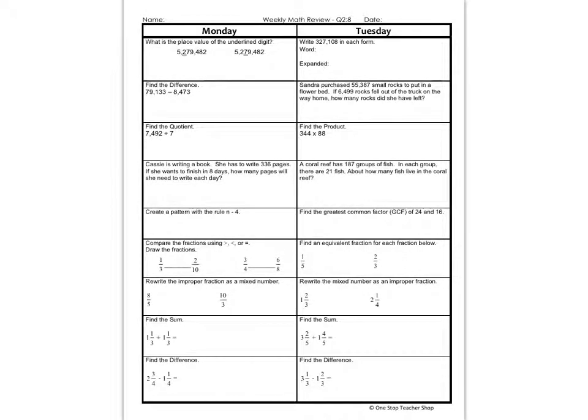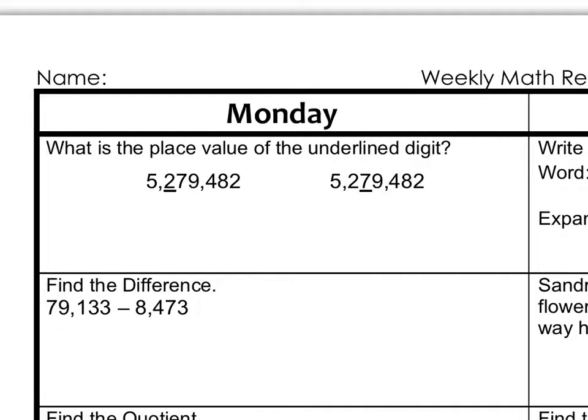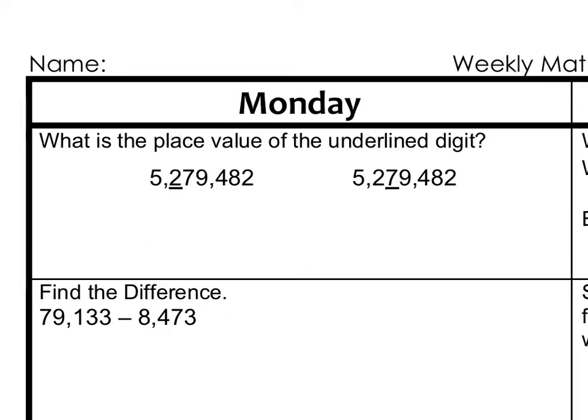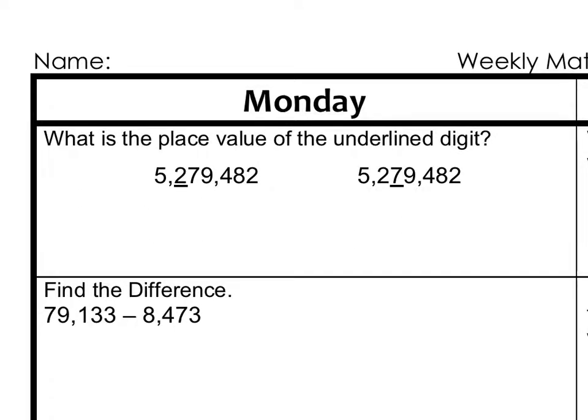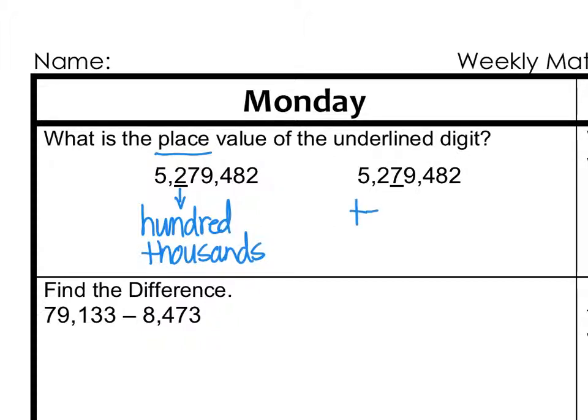Okay, this is the Monday homework check for the 4th grade. That is doing quarter 2 right now. And it says, what is the place value of the underlined digit? Since it says the word place, we are going to tell the name of the place. And this 2 is in the hundred thousands place. The 7 is in the 10,000s place.